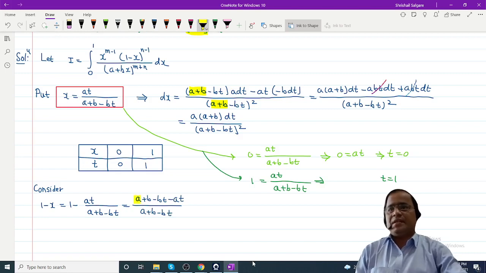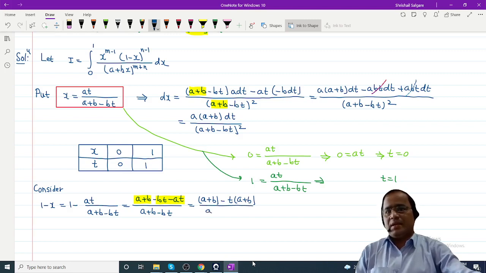Now I will treat these as two terms. This is the first term and this is the second term. From the second term, minus t is common, so for a plus b, I put a bracket, minus t into a plus b, that whole divided by a plus b minus bt. Again, from the two terms in the numerator, I take a plus b as common. Then the remaining factors are 1 minus t divided by a plus b minus bt.